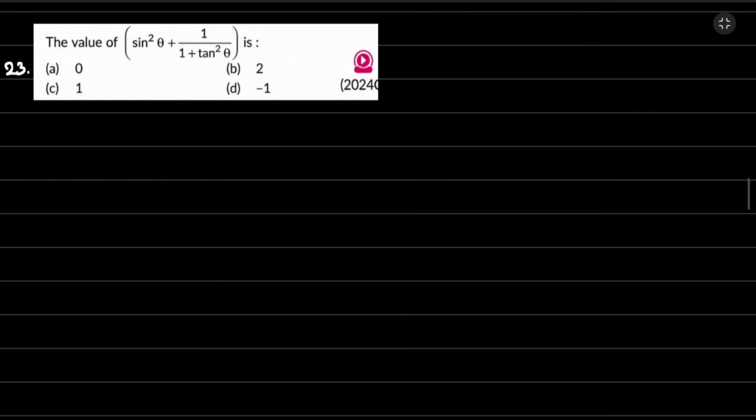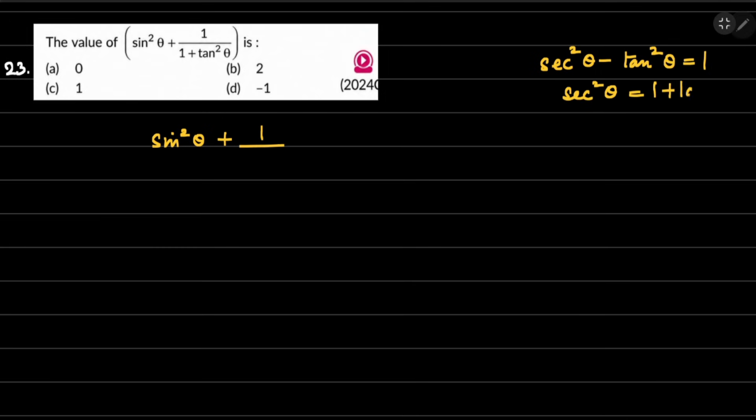Question number 23. The value of sine square theta plus 1 by 1 plus tan square theta is. Let's solve it. So you have got sine square theta plus 1 by, what is 1 plus tan square? So if you remember, secant square theta minus tan square theta is equal to 1. So I can write secant square theta is equal to 1 plus tan square theta. So 1 plus tan square theta can be replaced with secant square theta.